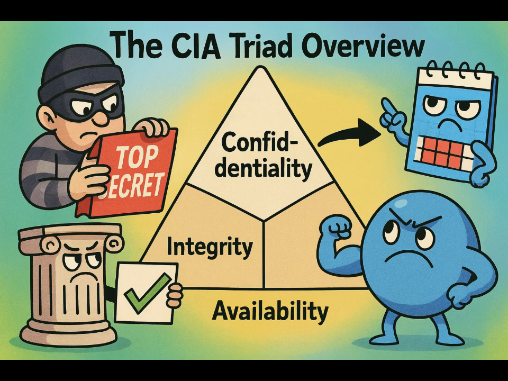When in doubt, come back to CIA: confidentiality, integrity, and availability. These three principles are your security compass. They guide risk assessments, policies, and incident responses.